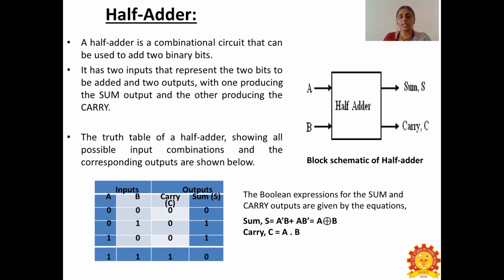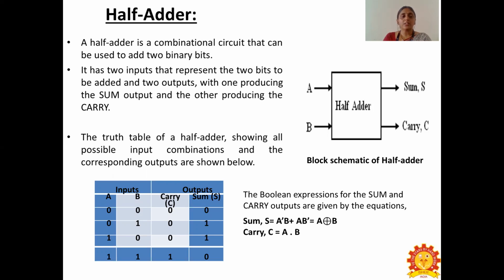And the block schematic diagram of the half adder is given on the slide. So here A and B are the inputs, the numbers to be added, which are in bits, and when added we get two outputs, one is sum and the other is carry. And the truth table of the half adder circuit shows the possible input combinations and the corresponding outputs.